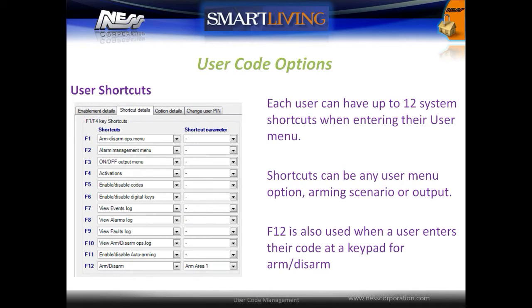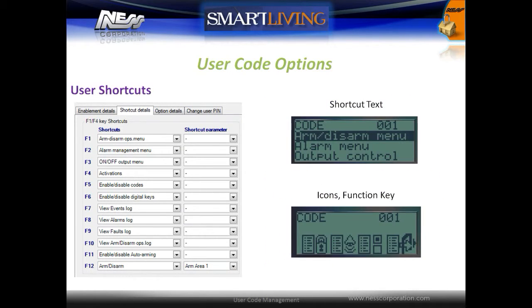Each user can have up to 12 system shortcuts when entering into their user menu. Shortcuts can be a user menu option, arming scenario, or output. The F12 shortcut is also triggered when a user enters their code when the system is disarmed. Shortcuts apply to the LCD keypad only, and the user can toggle the shortcut list between text view and icon view using the C button.